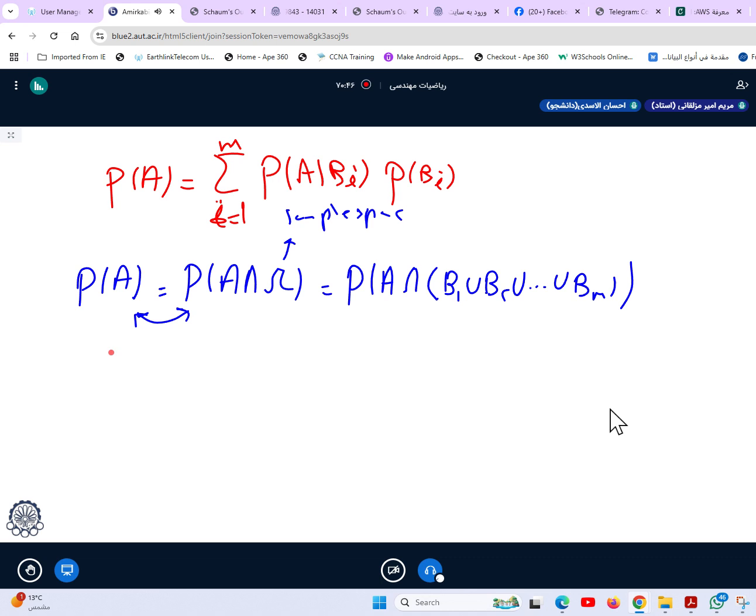Okay, continue, doctor. And from the rules of sets, we have this equation.